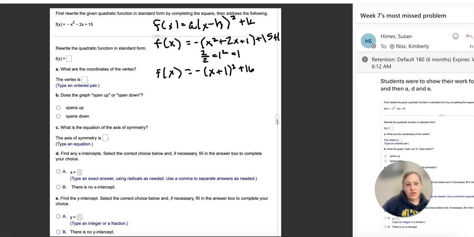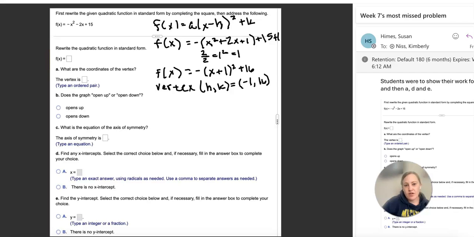So now you're asked to address the following. The vertex is h and k. Sorry, I'm doing this with my mouse, so it's not the best handwriting, but the vertex is (h, k). So we compare our equation to the standard form to get h is going to be negative 1, because it's positive 1 on the inside, but the standard equation is x minus h. So this is going to be negative 1 and then positive 16. So that's our vertex.